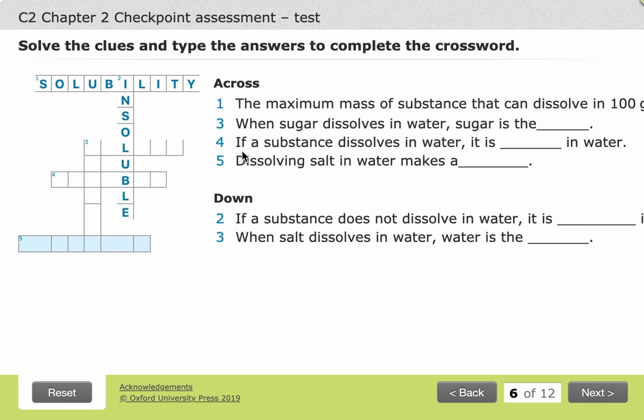3 across. When the sugar dissolves in water, the sugar is the solute. And similarly, when salt dissolves in water, the water is the solvent. If a substance dissolves in water, it is soluble in the water. And when we dissolve salts in water, it makes a solution. That's salt water solution.